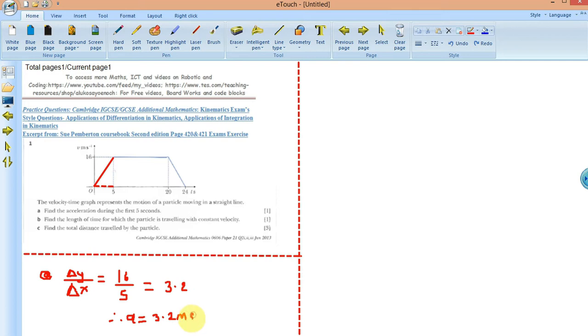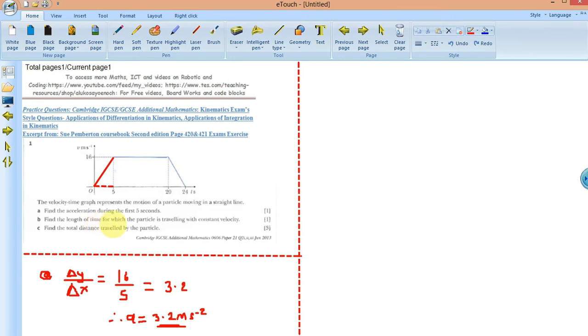Okay guys, that's pretty cool, right? So don't forget that this is a velocity time graph. The slope on that velocity time graph gives you the acceleration. So this is the very first 5 seconds, this line here. Okay, let's go ahead with the next question.